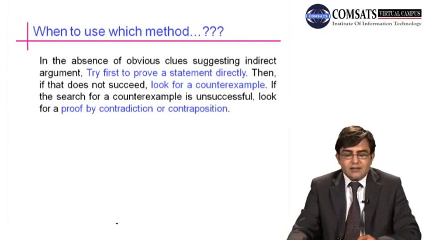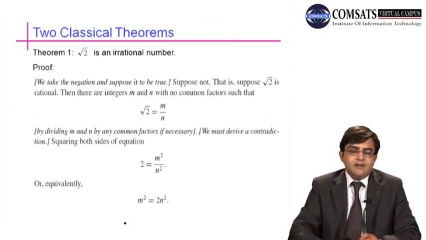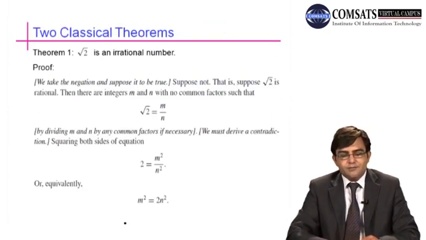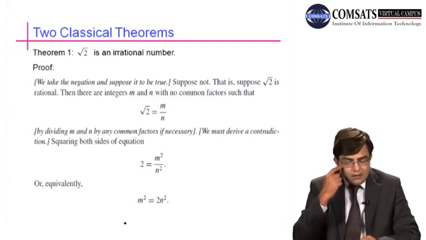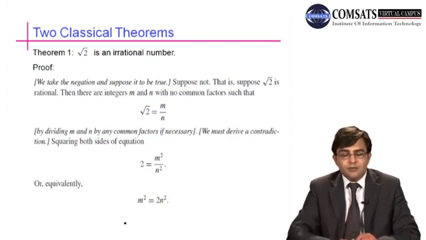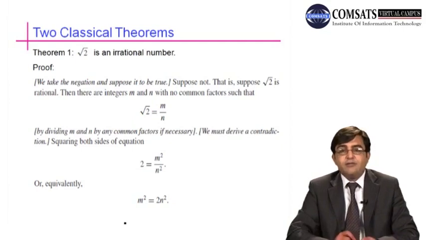So next, at the end of the methods of proof, I give you two classical theorems which are very famous statements to be proved in discrete mathematics. Square root of 2 is an irrational number. We have to prove this.